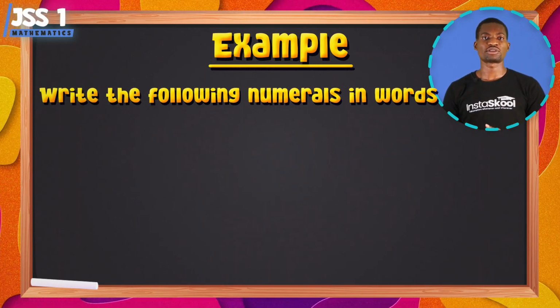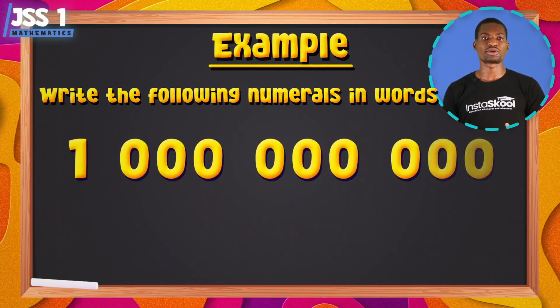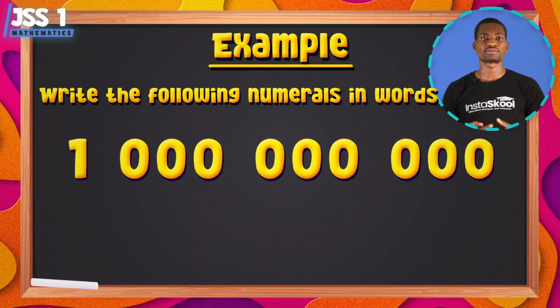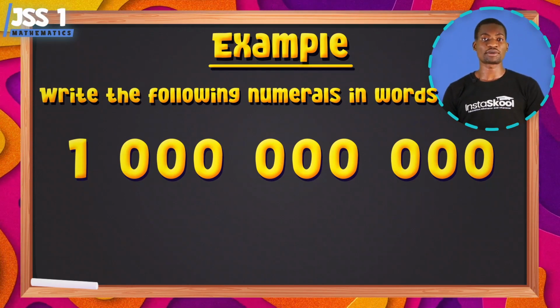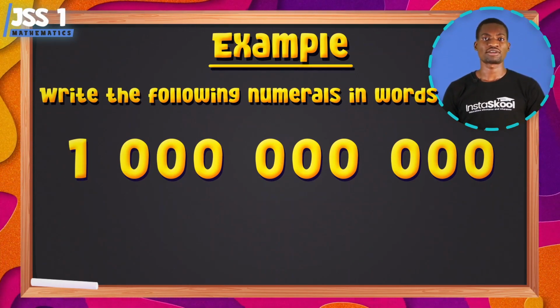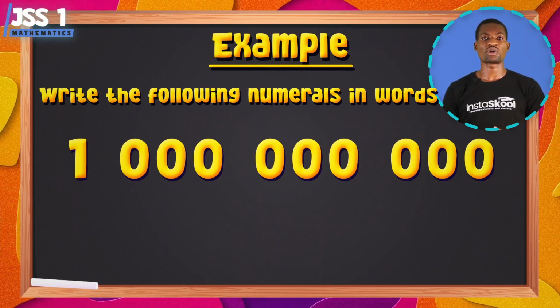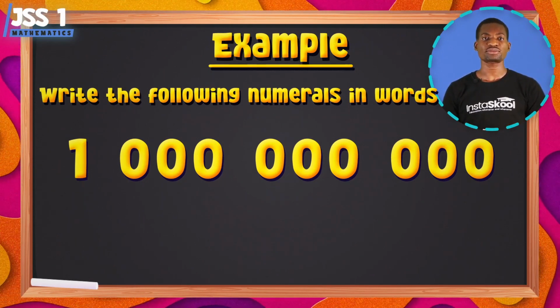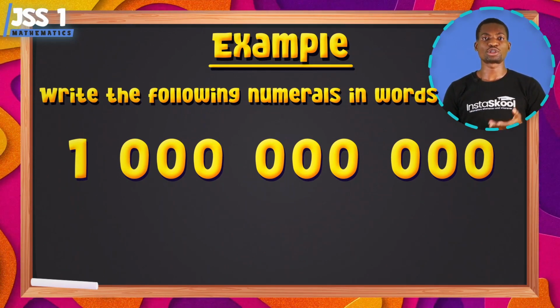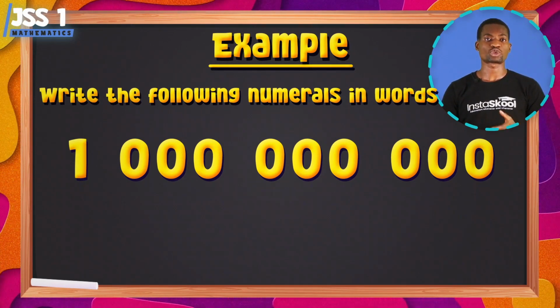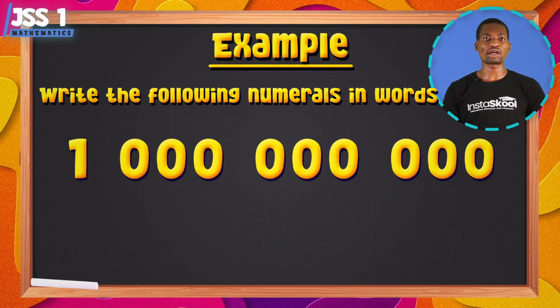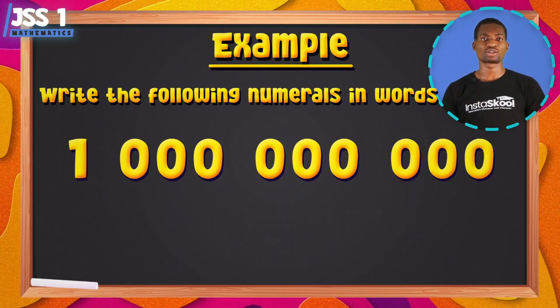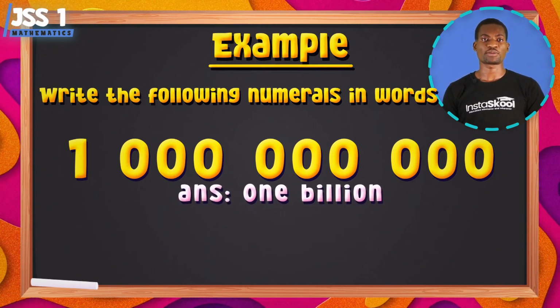The next example is 1,000,000,000. The first step again is to count the number of zeros we have. Counting the number of zeros, you will agree with me that we have 9 zeros, and 9 zeros represent 1 billion. The second step is to note the number in front of the zeros, and that is 1. Now the third step, 1 in units is called 1, so that gives us 1 billion.